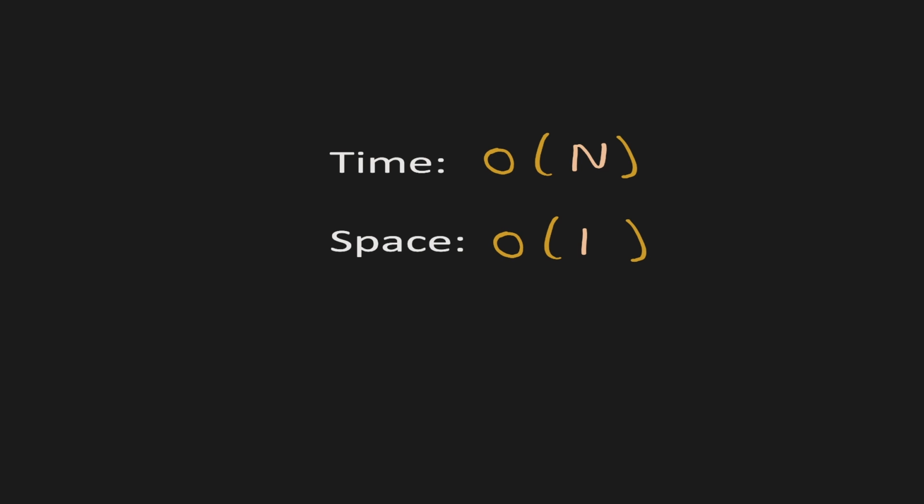The time complexity of this solution would be O of n because we have to go through the array only once. And the space complexity would be constant because we have to store the number of 1s for only 32 bits.